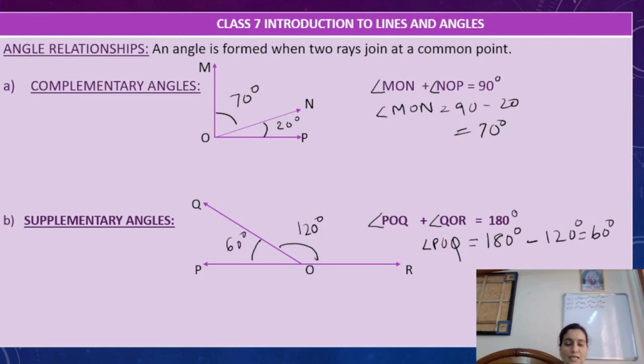Easy to find out. If we know that a pair of angles is supplementary or complementary, subtract from 90 and find the other angle, or subtract from 180 for the supplementary angle and find the other supplementary angle. Okay.